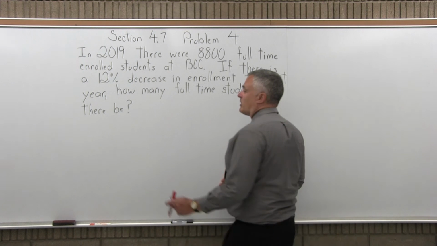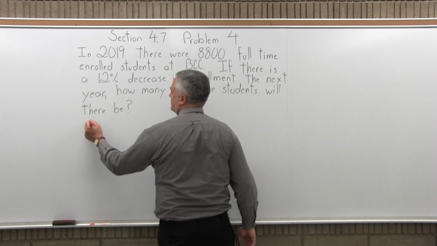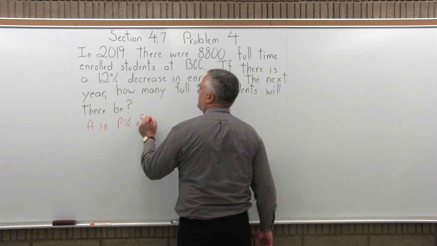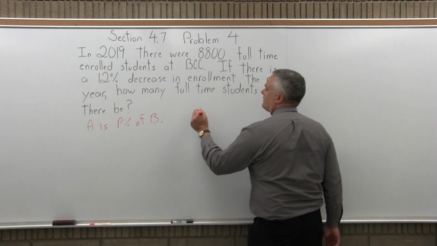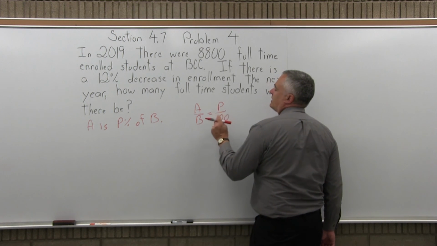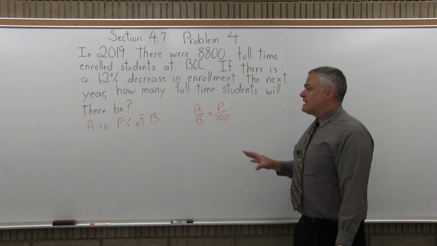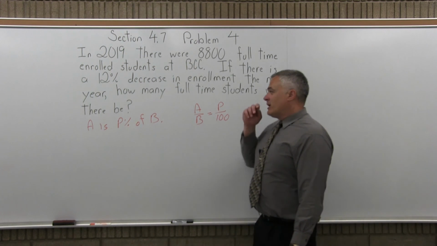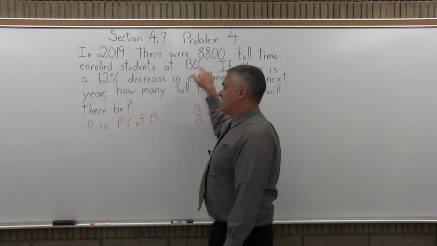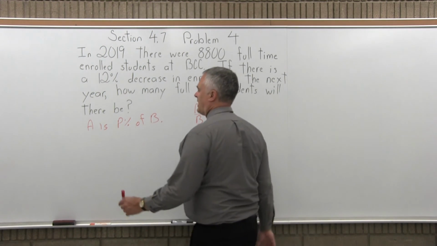For a percent problem, what I like to do is rewrite the problem with the important parts in the sentence, A is P% of B. If you can write it that way, you get to fill in the formula, A over B equals P over 100, and hopefully you have only one unknown. So my goal is to find what number is 12% of 8,800. That'll give me how much it's going to decrease by.